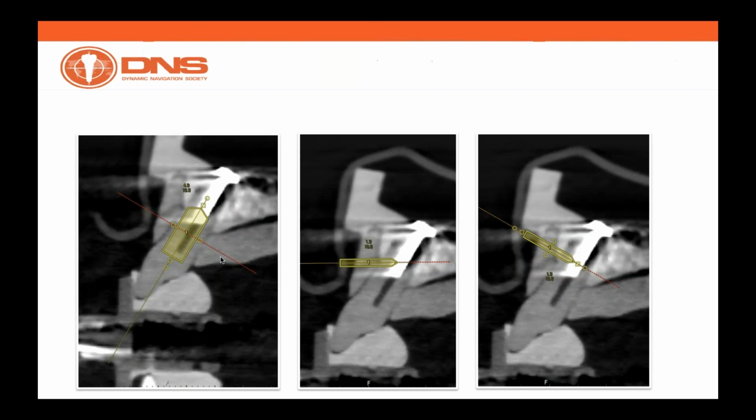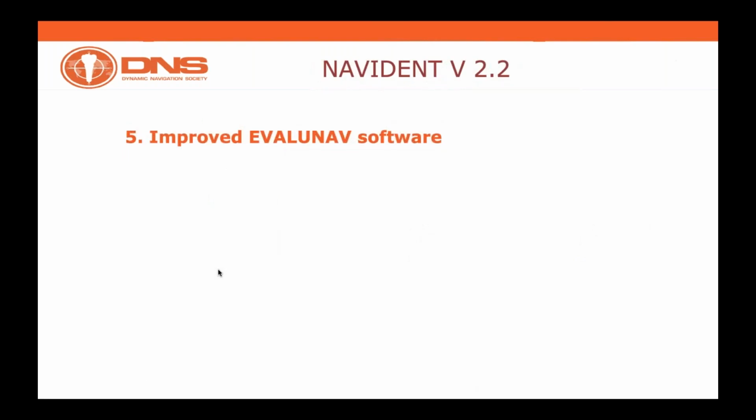So another feature which has been brought on version 2.2, as you can see from these three snapshots, is that you can plan the implant in this case, or you can plan your drilling sequence by angulating this axis more than 45 degrees. And that's equally, as I said, an interesting feature that is available.